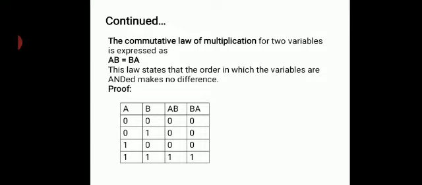0 1 0 1, again 0 0 1 1. You have to multiply both variables. 0 into 0 is 0, 0 into 1 is 0, 1 into 0 is 0, 1 into 1 is 1. Both outputs are equal.